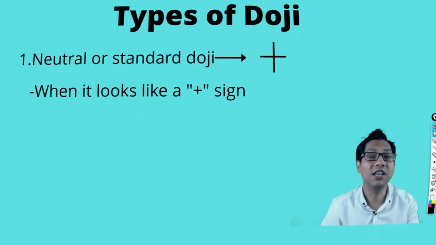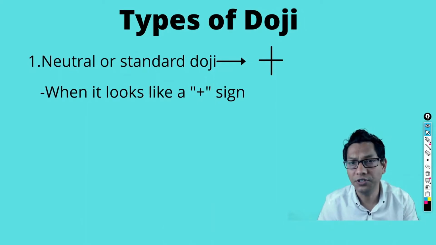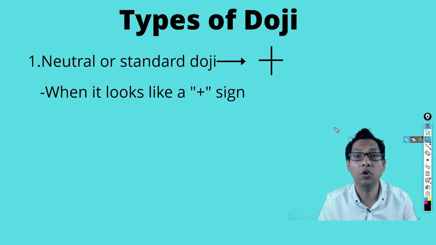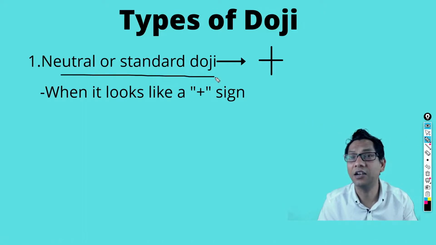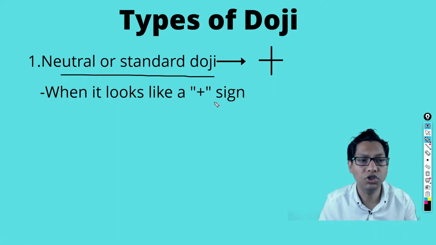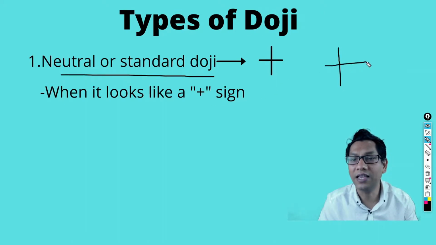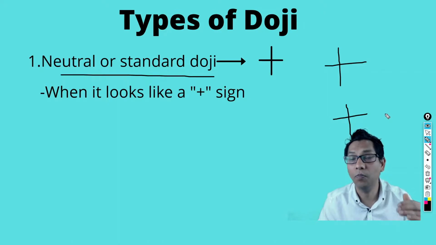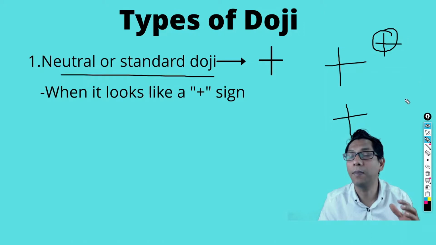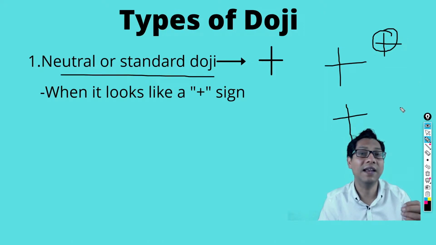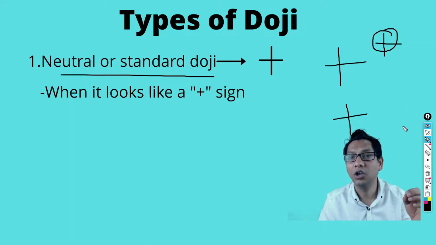So let's learn the types of Doji. The first type that we will learn about is called the neutral or standard Doji, the textbook Doji. It looks like a plus sign. That means the body and the wick are almost equal in height, so it looks like a plus sign. That we can call a textbook or standard Doji.